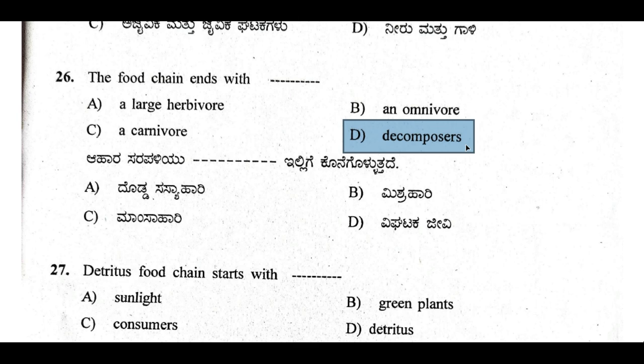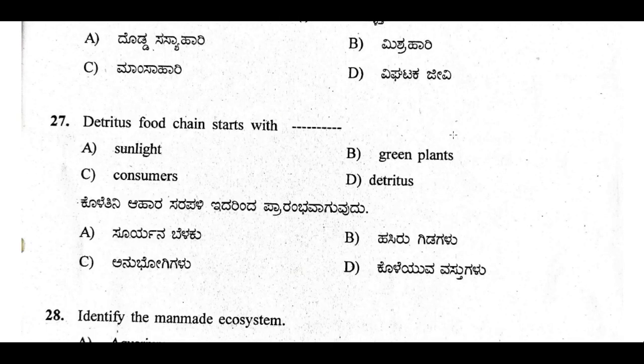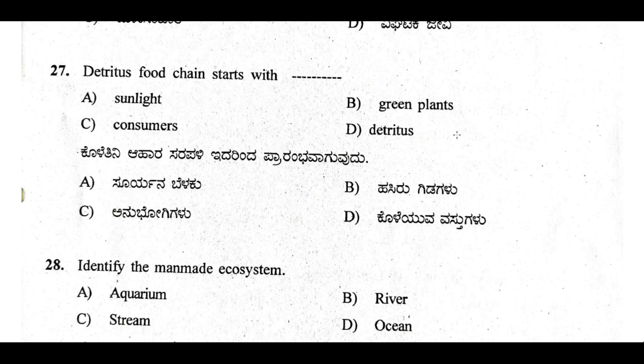Question number 27. Detritus food chain starts with. Option A, sunlight. Option B, green plants. Option C, consumers. Option D, detritus. Detritus food chain is a type of food chain that starts with dead organic material. So therefore, detritus food chain starts with detritus. So option D is the right answer.